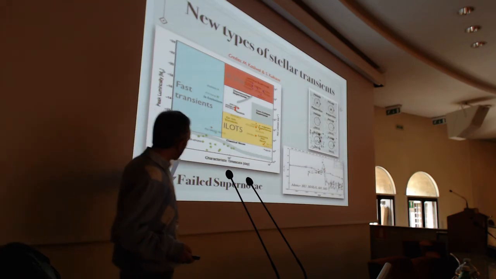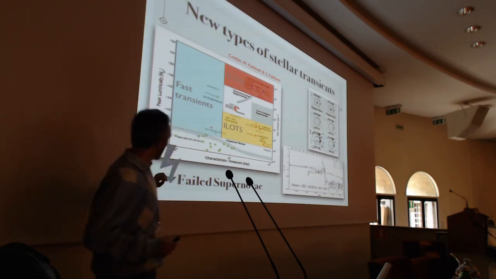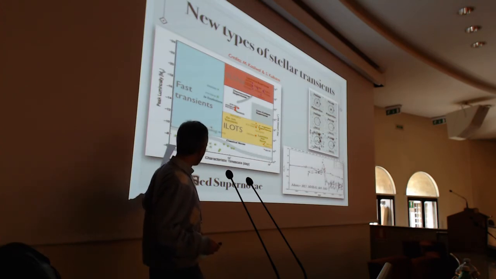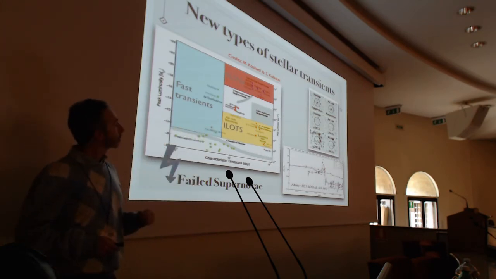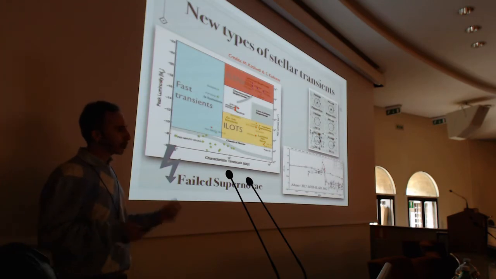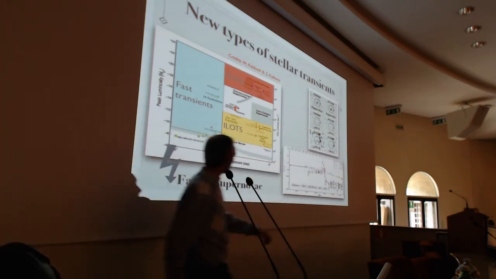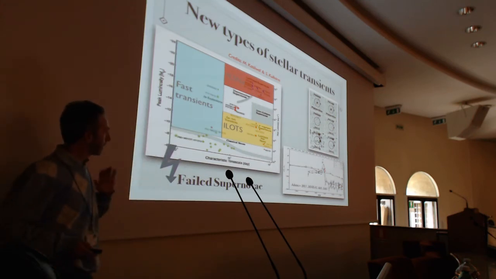Then I'm also interested in studying failed supernovae, so the so-called dark supernovae. So basically, objects that undergo core collapse without producing a real supernova explosion. And this is a pretty nice candidate from Adams et al. So basically, I'm interested in disappearing stars.